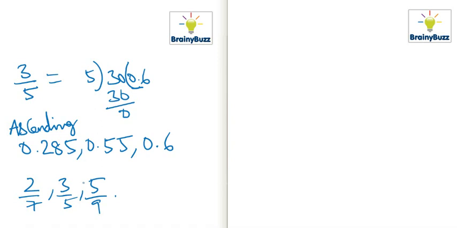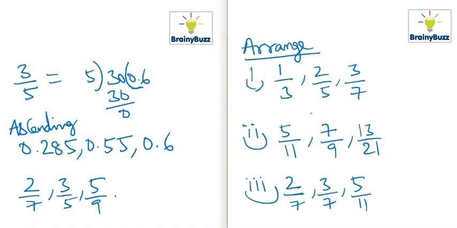Now exercise. Arrange into ascending and descending order. First one, 1 by 3, 2 by 5 and 3 by 7. Second one, 5 by 11, 7 by 9 and 13 by 21. Third one, 2 by 7, 3 by 7 and 5 by 11.